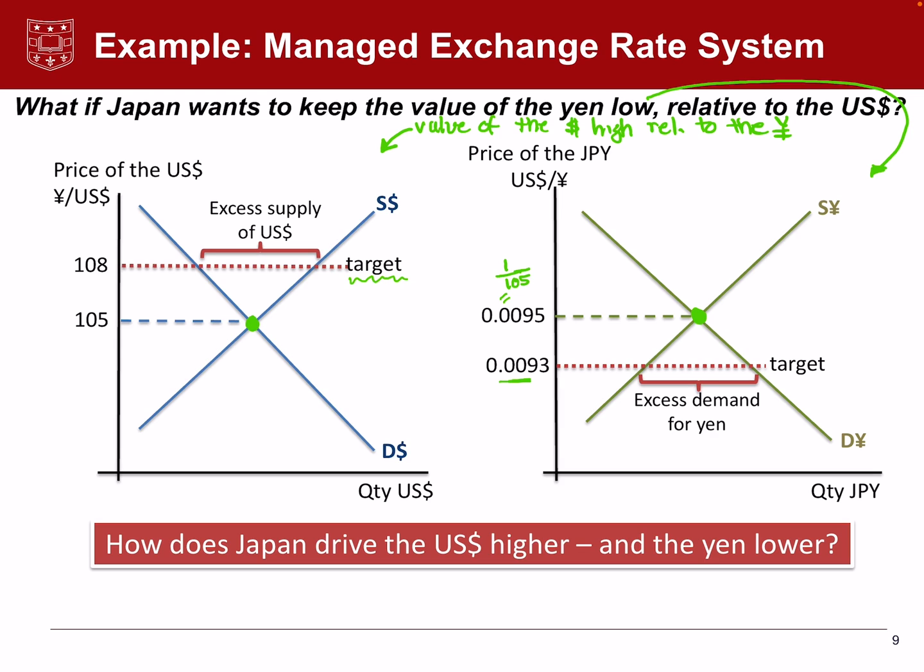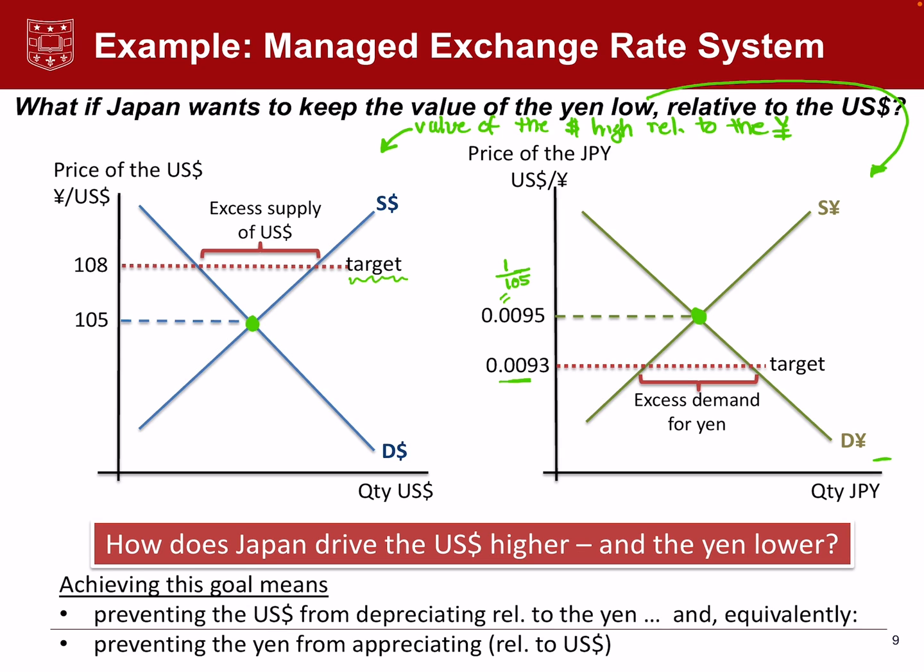And similarly, at that exchange rate, from the perspective of the yen, there would be an excess demand for yen. So how is it that we can drive the value of the dollar higher? Well, we would need to resolve, if you will, that excess supply of dollars. So we would need to make dollars relatively scarce and make yen relatively abundant.